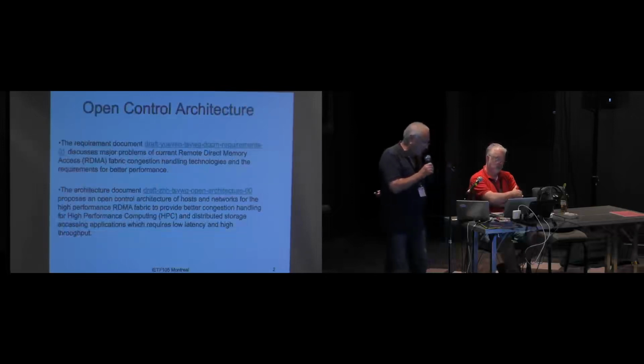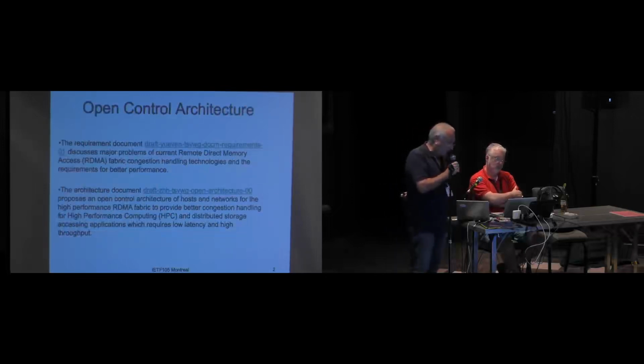We have two documents on the open control architecture, the requirement document and the architecture document. The requirement document discusses the problems of the current remote direct memory access fabric congestion handling technology, and the requirements for better performance. The architecture document proposes an open control architecture of host and network for high-performance RDMA fabric, to provide better congestion handling for HPC and distributed storage applications.